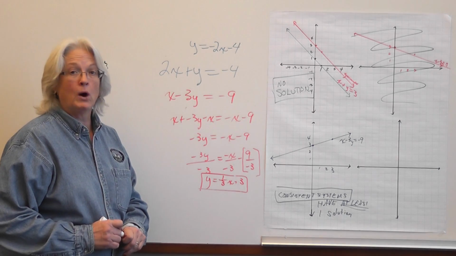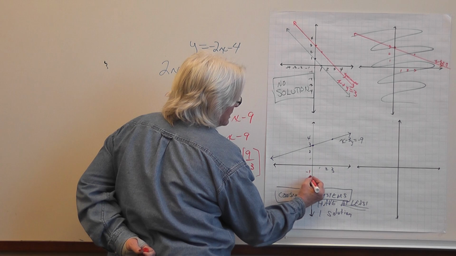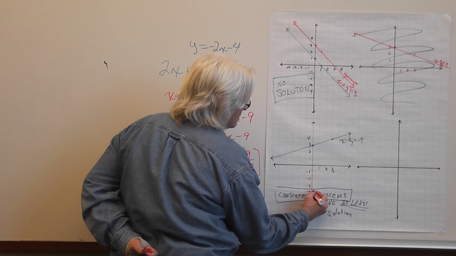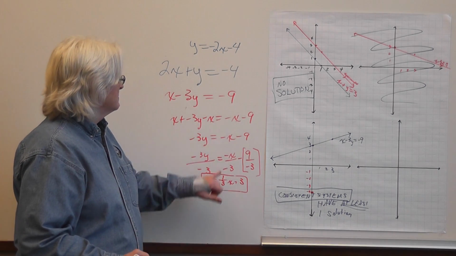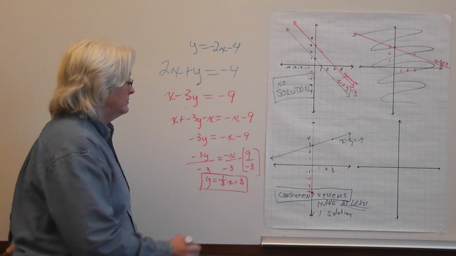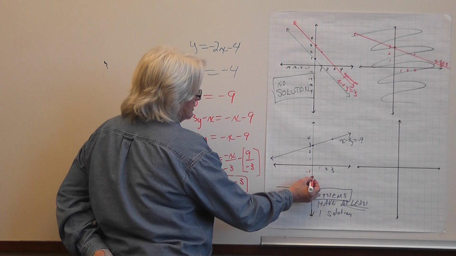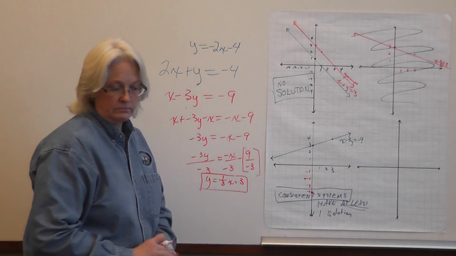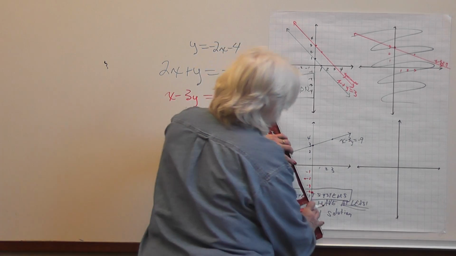I want to find my y-intercept. Negative 1, negative 2, negative 3, negative 4. Right there's my y-intercept. What is my slope? It's a -2. Move down 2 and over 1. Connect these two dots.